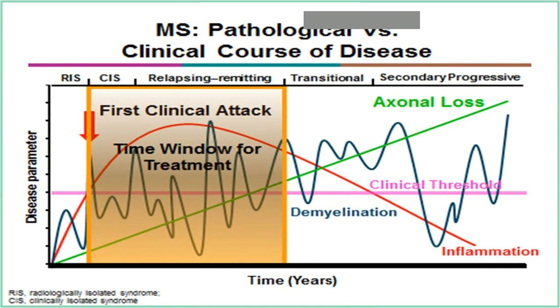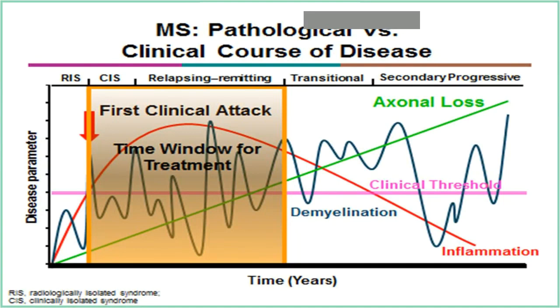Across the very top, RIS is radiographically isolated syndrome. This would be the disease before it declares itself, either by symptoms or presenting to the hospital. CIS is clinically isolated syndrome. This is when somebody first becomes symptomatic, usually with a focal neurological deficit. And then the evolution is into relapsing remitting multiple sclerosis.